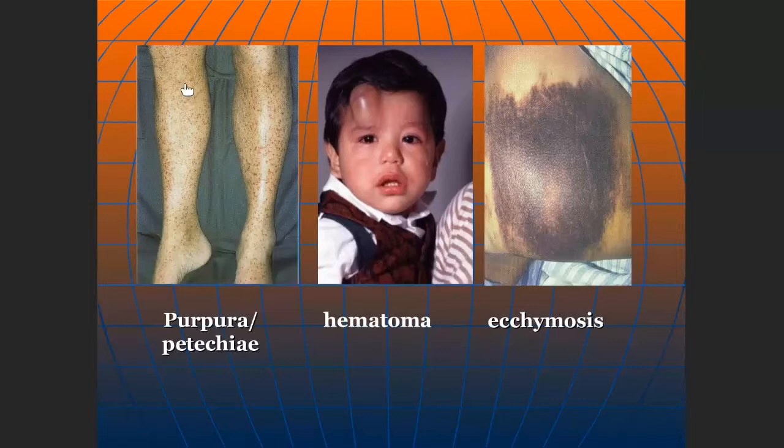These are purpuric rashes and petechiae. There are small dots which are petechial hemorrhages, and some bigger ones, which are purpuric rash. This is a large bleed in the skin. This is ecchymosis. And this is hematoma, collection of blood in tissues. Okay?